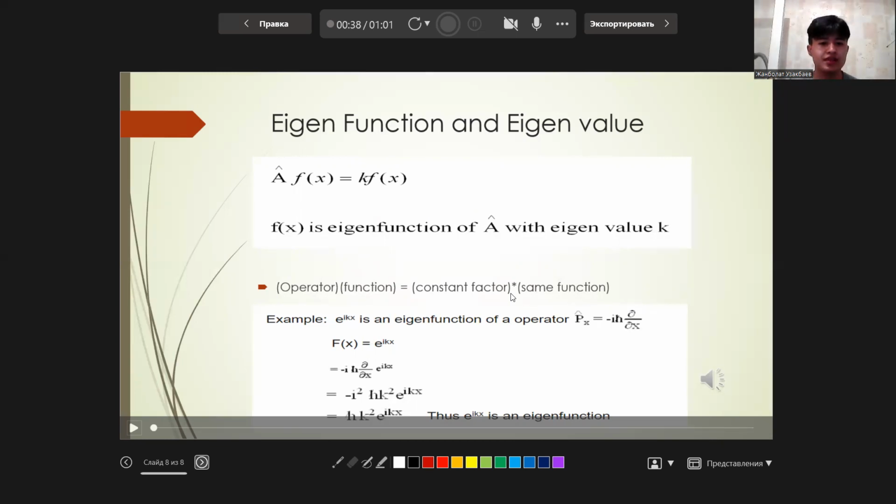Here we have an example. e to the power of ikx is an eigenfunction of operator p_x equals minus i h bar times d over dx. f(x) equals e to the power of ikx. It gives the result formulation: h k squared times e to the power of ikx. Here e to the power of ikx is an eigenfunction.